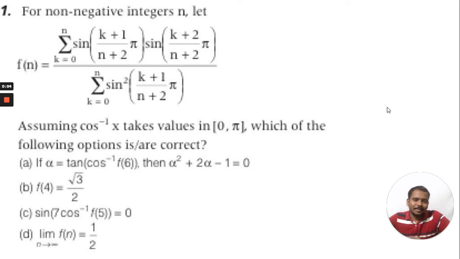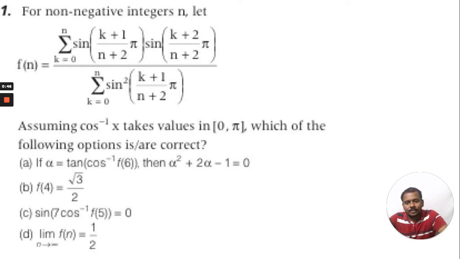Hello students, in this session we are going to solve this problem. So this is the given problem. For non-negative integers n, let f of n be equal to sigma k equals 0 to n of sin of (k+1)/(n+2) times pi, sin of (k+2)/(n+2) times pi, whole divided by sigma k equals 0 to n of sin squared of (k+1)/(n+2) times pi. Assuming cos inverse x takes values in 0 to pi, which of the following options is or are correct?